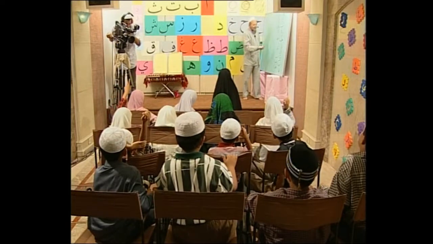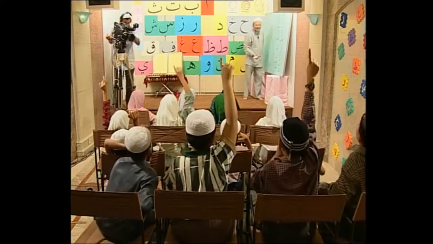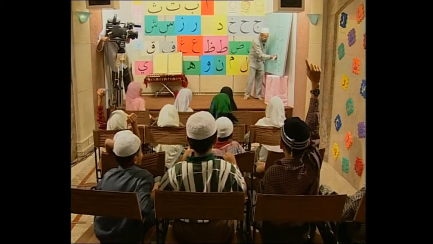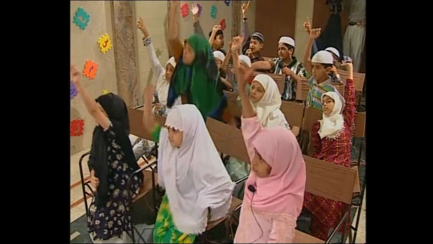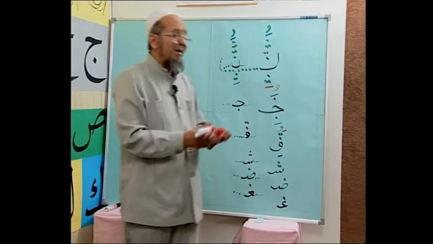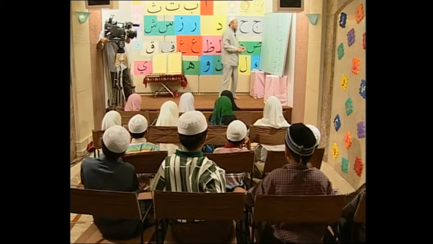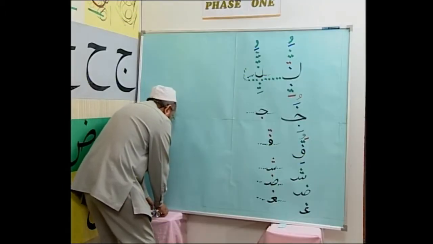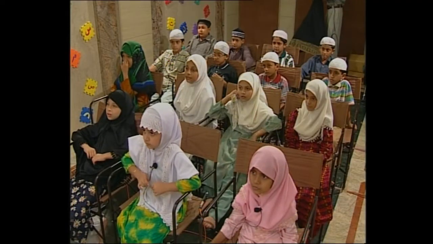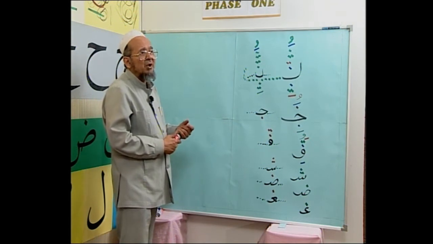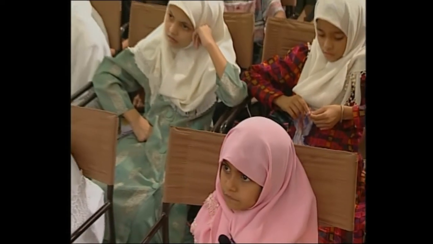Now this? Fa. Very good. With two dots? Ka. And with these three dots? Sha. And a dot here? Bo. And a dot here? Go. So, you have now noticed how the character actually changes with the placement of this dot.